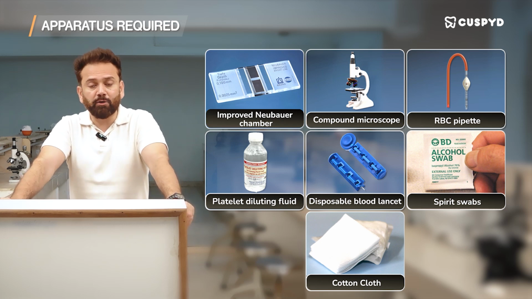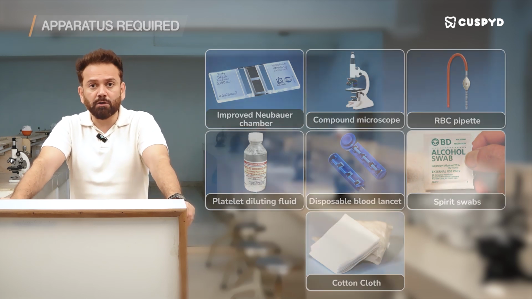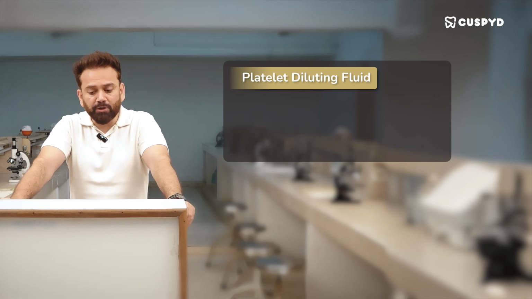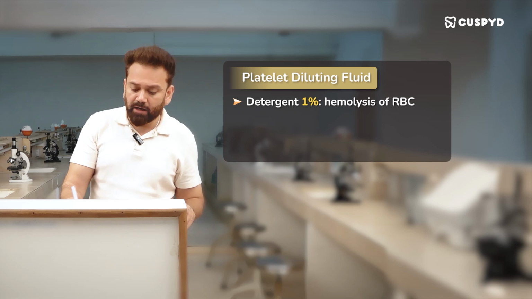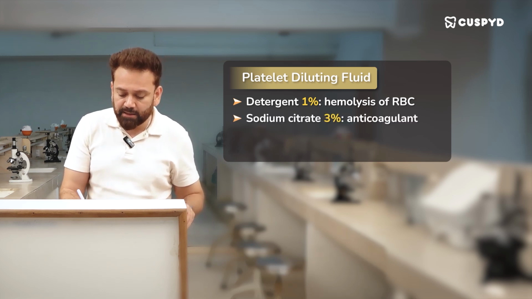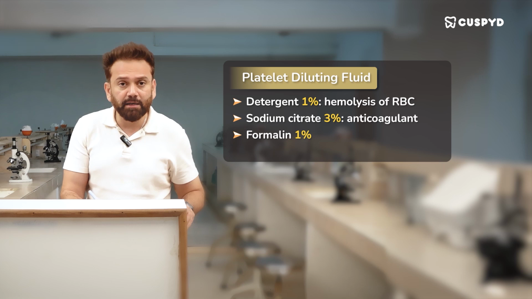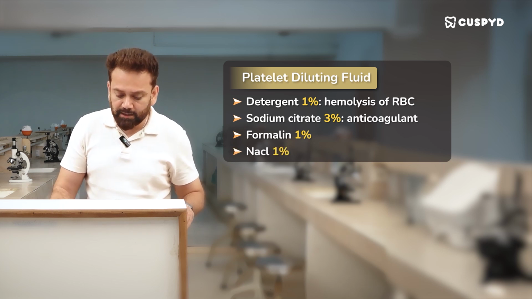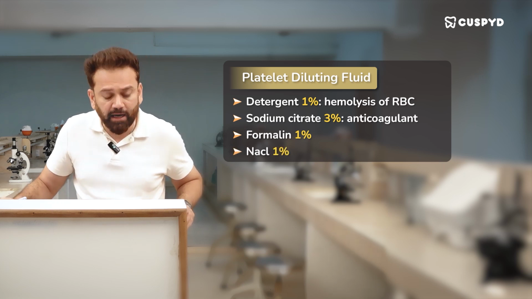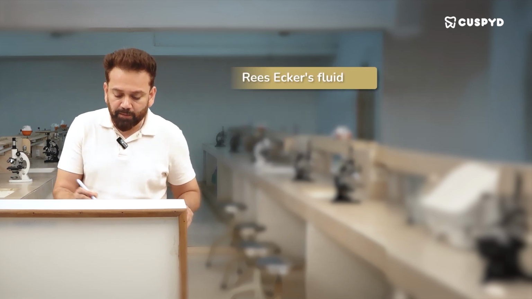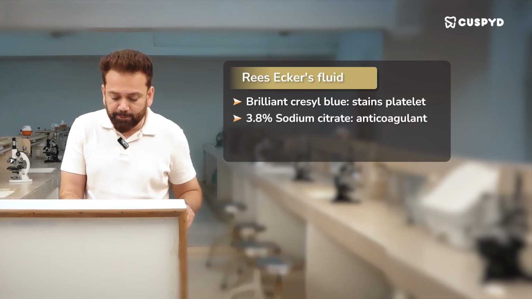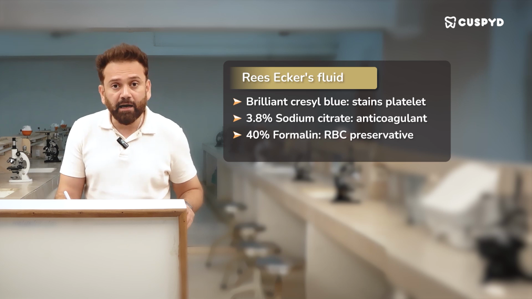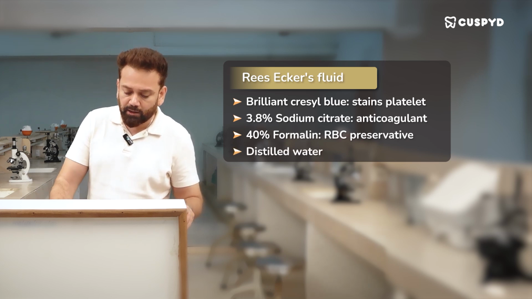Now here again they will ask you, like there was Turk fluid, there was Hayem fluid. Here for platelets, which diluting fluid do we use in our lab? Detergent 1% for hemolysis of RBC, sodium citrate 3% as an anticoagulant, formalin 1% as well as NaCl 1%. What other fluid can be used? Sometimes they ask you the very famous Rees-Ecker fluid. It has brilliant cresyl blue, which stains the platelets, 3.8% sodium citrate as an anticoagulant, 14% formalin as RBC preservative and distilled water.